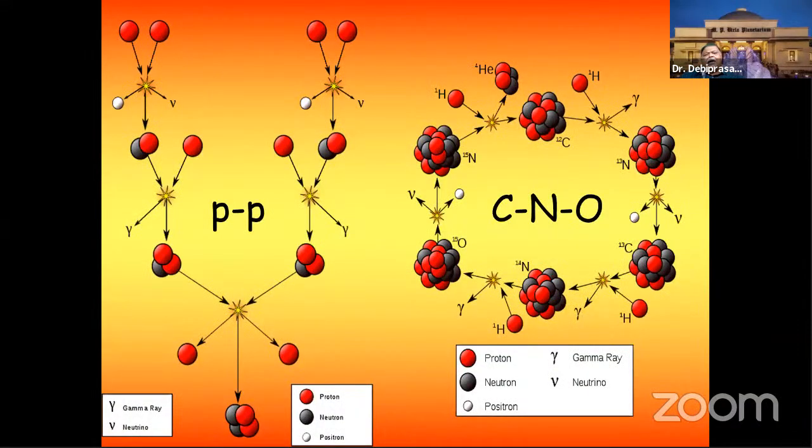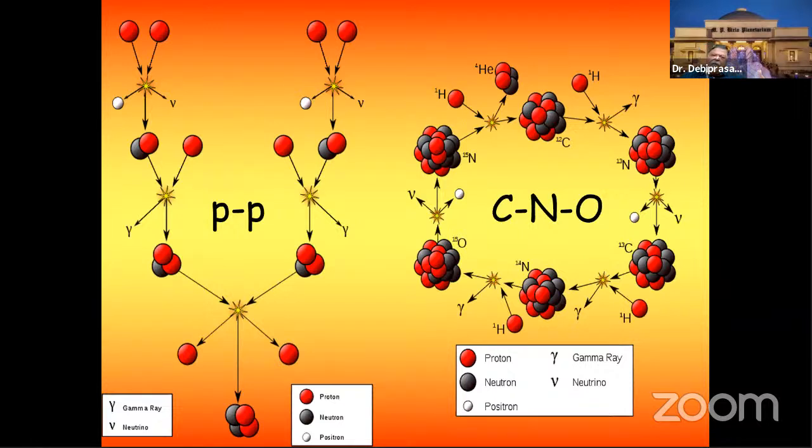Not four hydrogen nuclei coming together at once, it never happens that way. Two protons, or hydrogen nuclei, coming together produce a deuterium. One deuterium with another proton gives rise to helium-3. And two helium-3 nuclei fusing together produce a helium-4 and 2 protons. It's effectively as if 4 protons give rise to a helium nucleus. This is called the PP, proton-proton chain reaction.